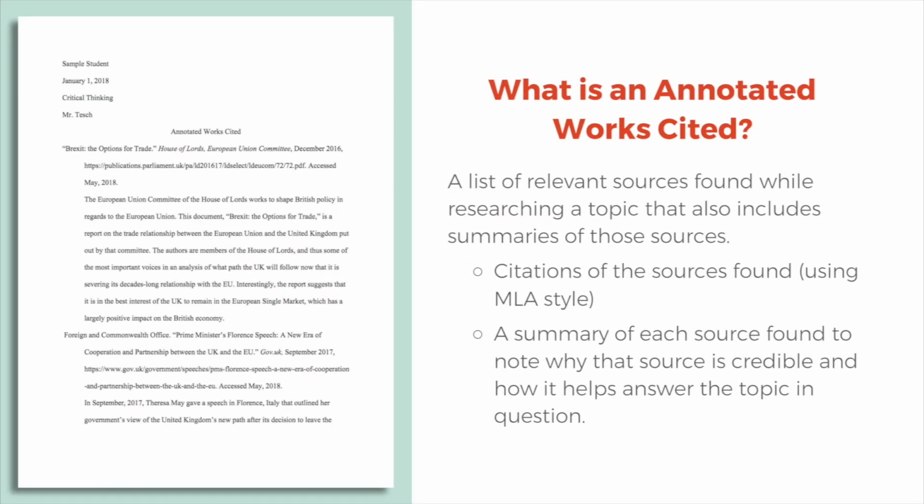An annotated works cited is a list of the sources that you find as you research a topic that also includes summaries of those sources. Once I send you to the library and the internet to find information on a research topic like this one, your job is to find as many sources as you can to help you answer that topic, and to turn in a list of those sources with summaries of each one.